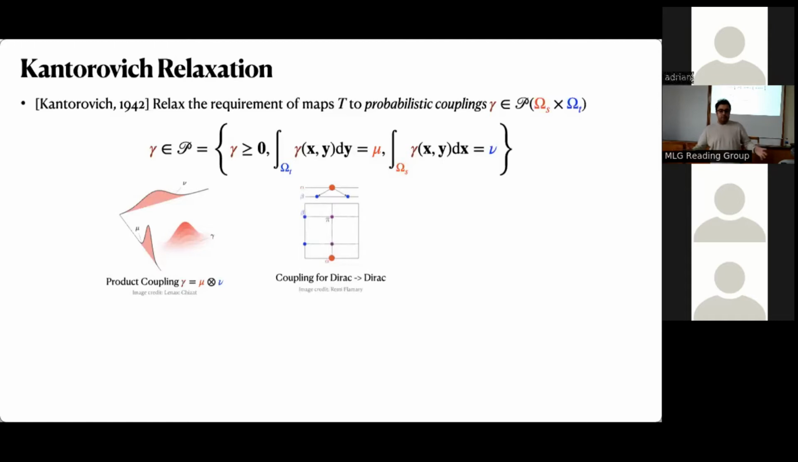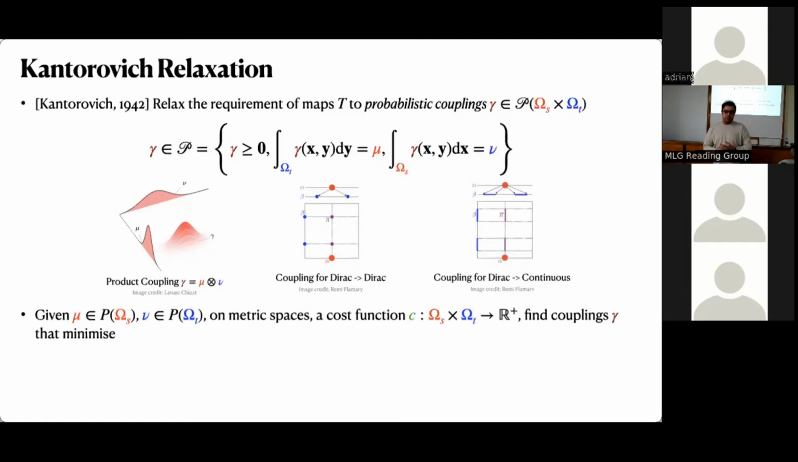But what this opened up was the possibility of sending a Dirac mass to two Dirac masses, or a Dirac mass to continuous distributions, and so on, because you can just define the coupling to be one half and one half over here. As long as it's a valid probability distribution, you're good. You don't need to worry about moving continuous distributions to discrete and vice versa.